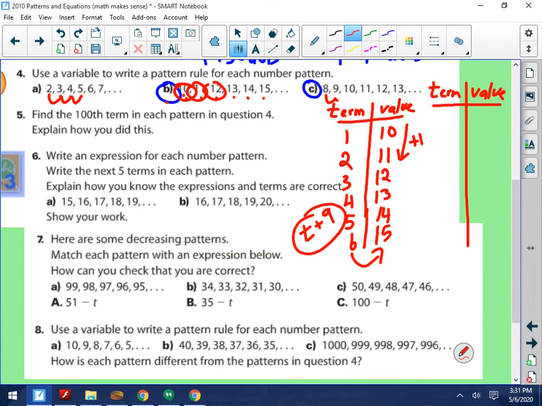This is for 3c now. Term 1, 2, 3, 4, 5, 6. First term, the value is 8. Second term, the value is 9, then 10, then 11, then 12, then 13. What's that relationship? Well, here you're having to add 7 each time. So the expression will be t plus 7, okay, for those ones. All right.